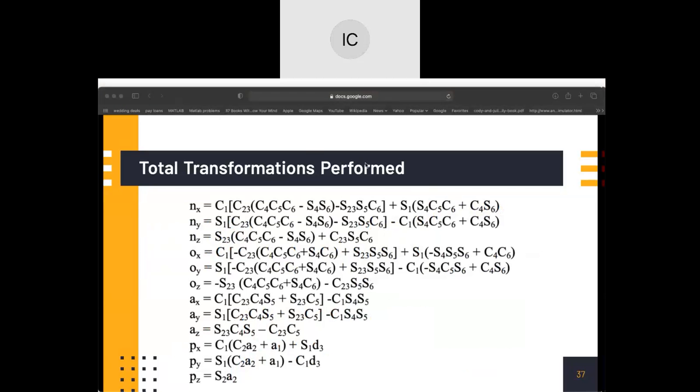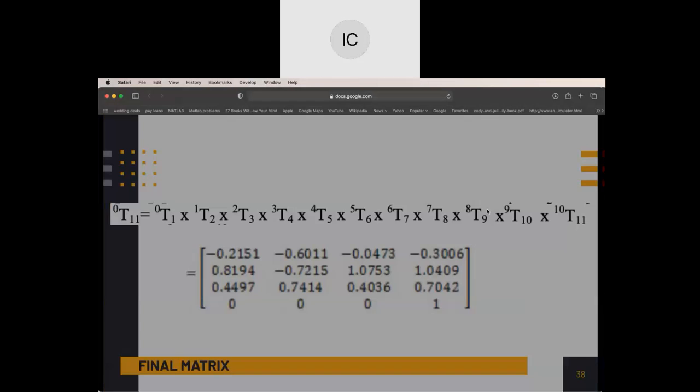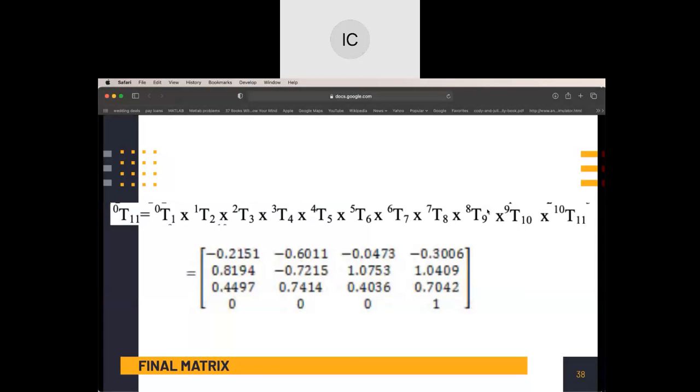So when all that is said and done, we have these total transformations performed. These are the same matrices that we've been seeing over and over. These individual variables, we have really long equations. But these were all of the matrices that we just performed. That brings us to our next slide. This is our final transformation matrix across those 11 points that we did throughout the welding process, which gives us a final matrix value.